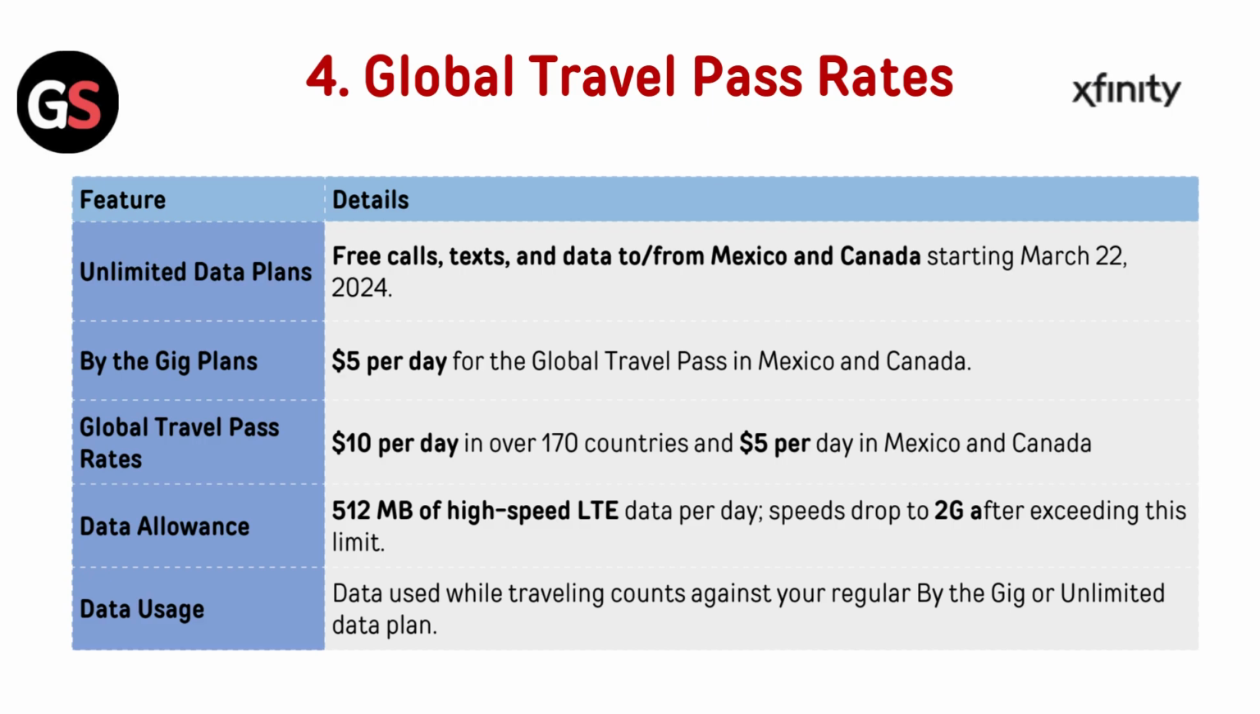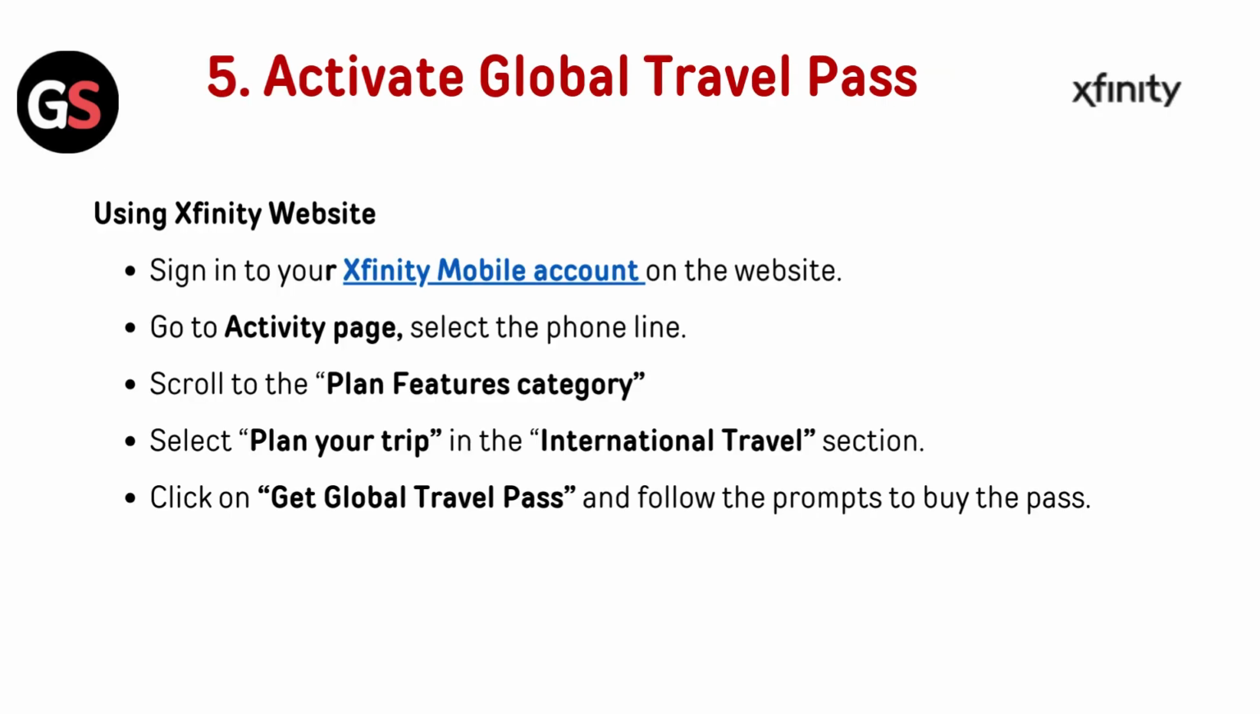Data allowance: 512 MB of high-speed LTE data per day. Speeds drop to 2G after exceeding this limit. Data usage: data used while traveling counts against your regular By the Gig or Unlimited data plan.